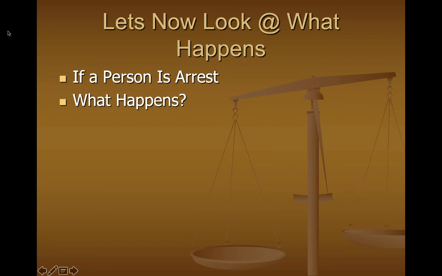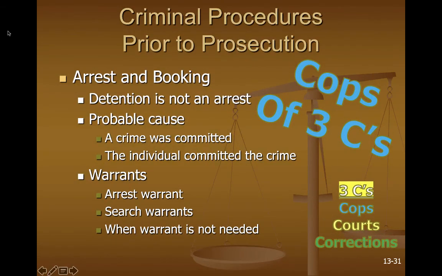So now let's look at what happens if a person's arrested. All right, and this is where I bring in kind of a color-coded what we call COPS of the 3 C's. So this is where we bring in the American criminal justice system, the COPS, the courts, and the corrections. So this is what happens prior to the prosecution, okay?